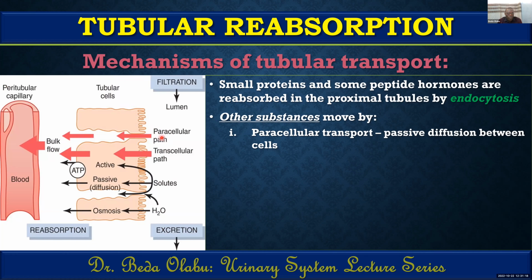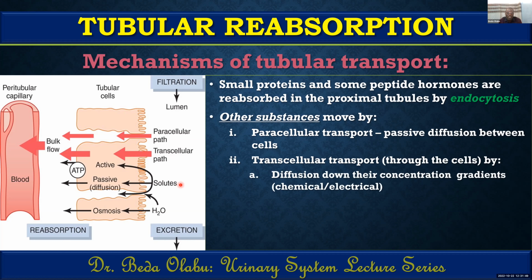Even this image shows you. So from the lumen on this side, we have paracellular transport, where substances move between cells, eventually to get into the bloodstream. Apart from paracellular transport, we also have transcellular transport. The transcellular path refers to transport of substances through the cells. And substances which are transported through the cells can either be transported along their gradients.